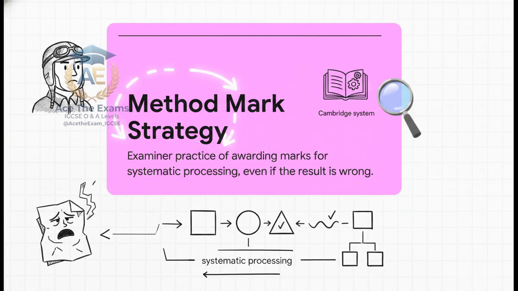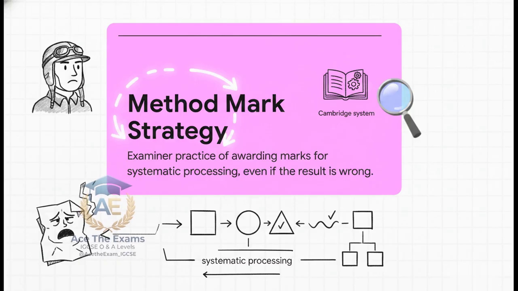Examiners award method marks for correct, systematic processing. Think of it like this. If your final retained earnings calculation is slightly off because you hit a wrong button on your calculator, but you showed the exact correct formula you used to get there, your trajectory is saved. Showing your clear step-by-step working is literally your safety net when those data calculations get overly complex. Do not leave your workings in your head.